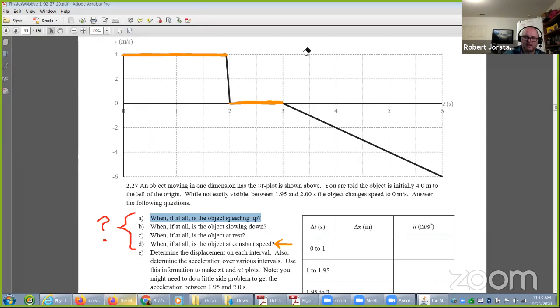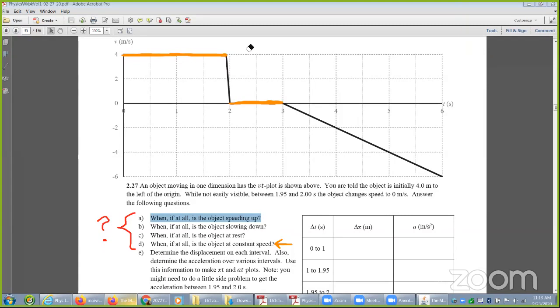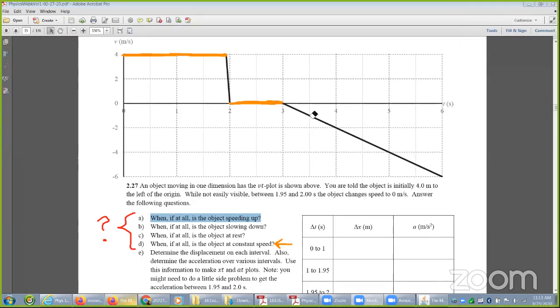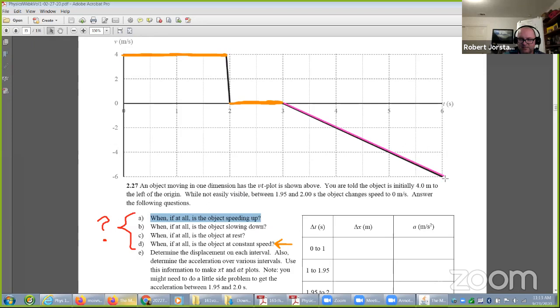All right, so let's let somebody else have a shot. So we know it's not speeding up from 0 to 1.95 seconds. So is it speeding up at all, ever? After 3 seconds. After 3, let's see what the chat says here. Okay, it is after 3 seconds. Now this is weird. Right there, it's speeding up.